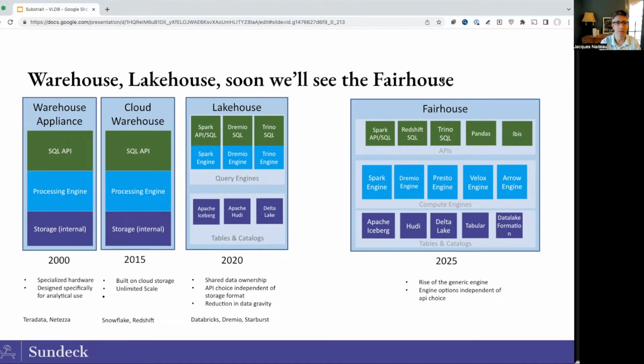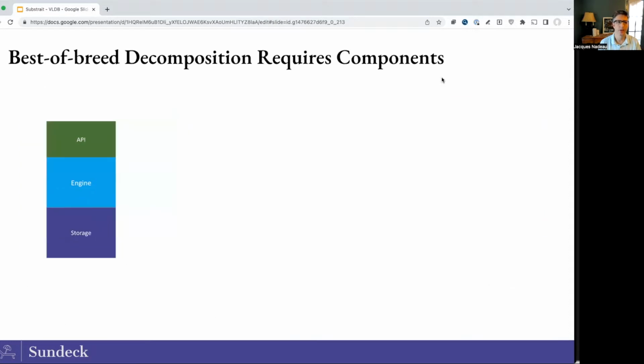And so that allows me to pick an engine that is most efficient or cost effective, or has a particular set of characteristics like low latency or high throughput that's most effective for my particular workloads. So I get the best of each world. So I can choose and mix these things to make sure that I have an optimal situation. So when you think about this, the best-of-breed decomposition requires these separate components and how these separate components work together.